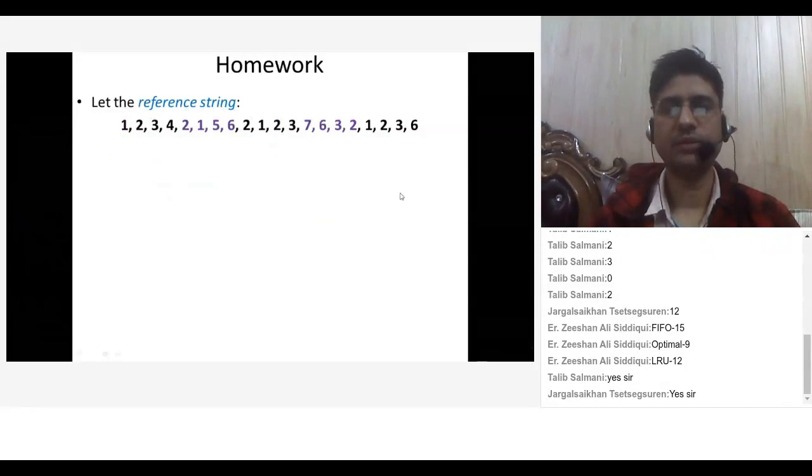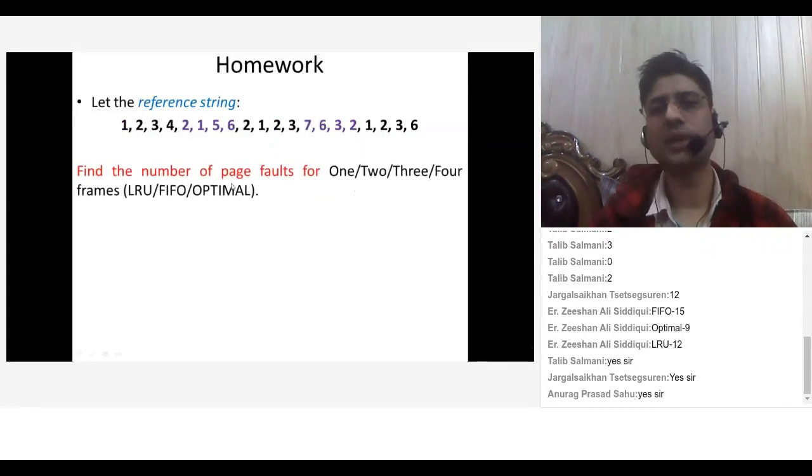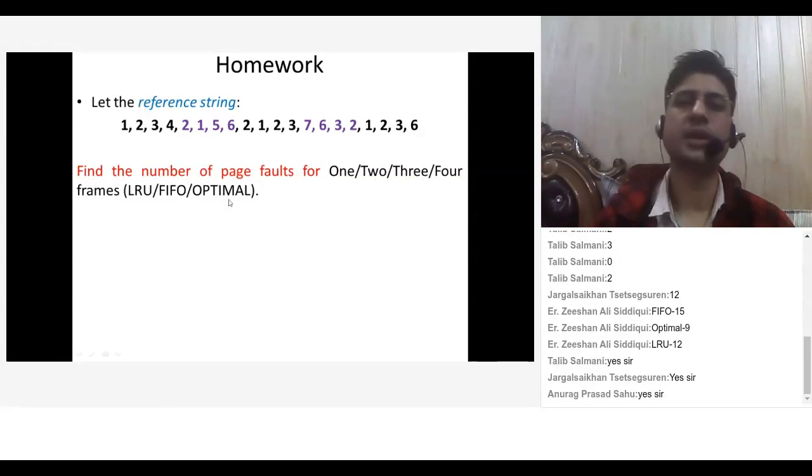Okay. Now here is the question. Find the number of page faults for 1 frame, 2 frames, 3 frames and 4 frames for LRU, FIFO and optimal. आपको 1 फ्रेम के लिए पहले सॉल्व करना है LRU के लिए, 2, 3, 4 फ्रेम के लिए सॉल्व करना है LRU के लिए, और अगेन 1 2 3 4 फ्रेम्स सॉल्व करना है FIFO के लिए, एंड 1 2 3 4 फ्रेम्स सॉल्व करना है ऑप्टिमल के लिए. तो इससे अच्छे से आपकी प्रैक्टिस हो जाएगी, क्योंकि इस टाइप के क्वेश्चन आपको एग्जाम में मिलना मस्ट है.